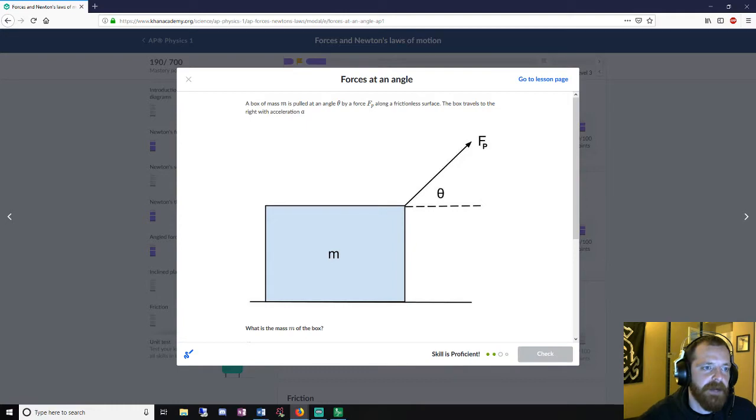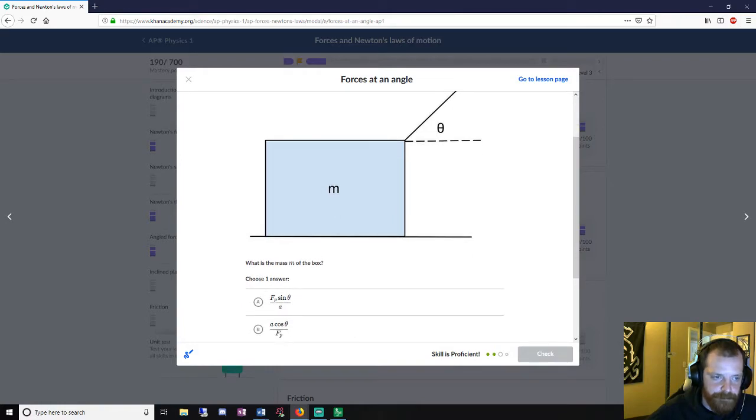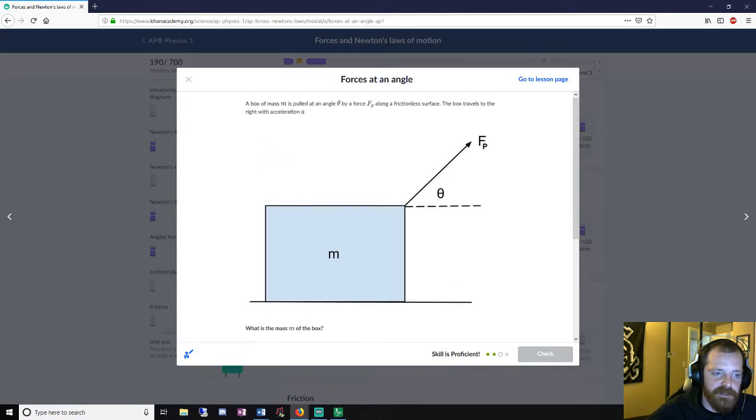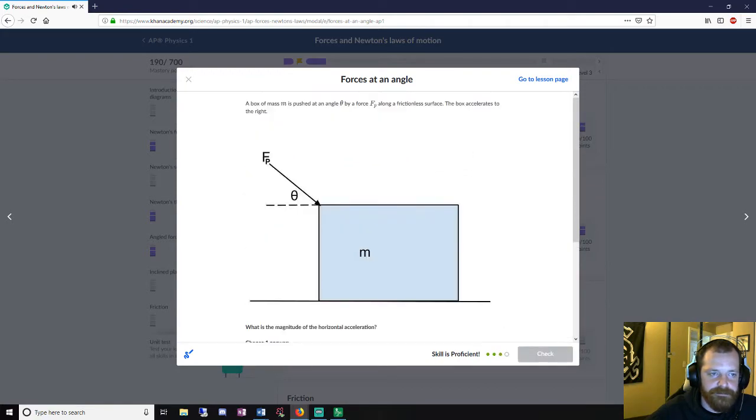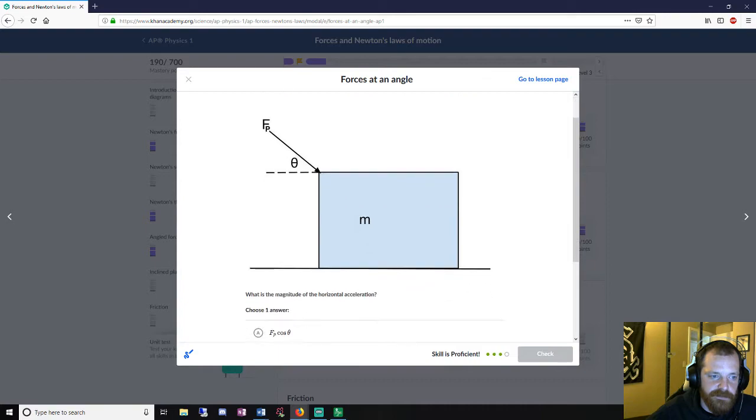Parched. All right. A box of mass M is pulled at an angle theta by a force Fp along a frictionless surface. The box travels to the right. This is basically the exact same question. A box of mass M is pushed at an angle by a force Fp along a frictionless surface. What is the magnitude of the horizontal acceleration? Okay, this is basically the same problem as the last one. I can do this one real quick, actually.